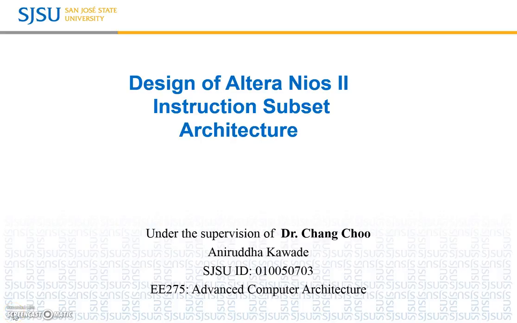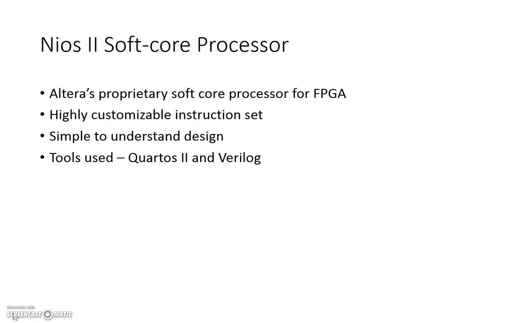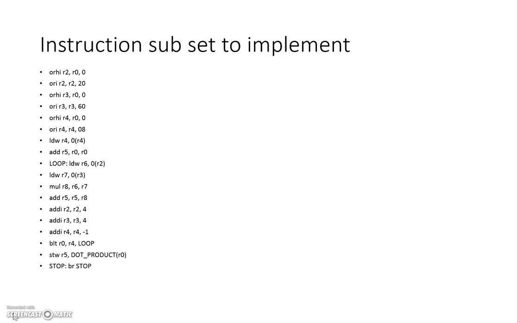I have done a project called Design of Altera Nios II Instruction Subset and its architecture under the supervision of Dr. Chang Chu. So let me first talk about Nios II. It's Altera's proprietary soft processor basically designed for FPGA. Why have I chosen this processor? Well, it's highly customizable and simple to understand. Tools that I've used are Quartus II and Verilog.